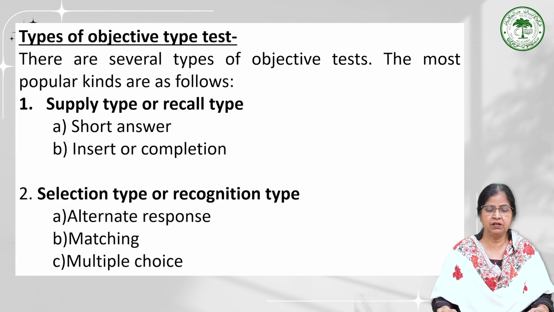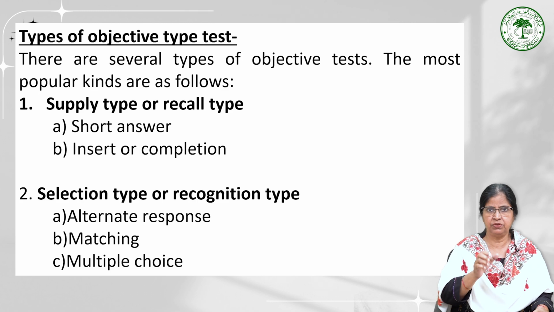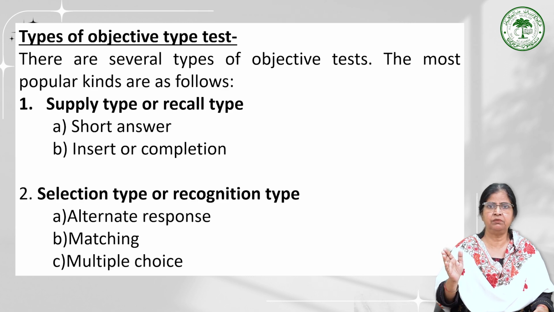In selection or recognition type, there is alternative response, where you have to select which response is correct. Matching, as I told you earlier, has two columns, column A, column B. A few words are given in column A, and a few words are given in column B. The learner has to match the words of column A with column B.